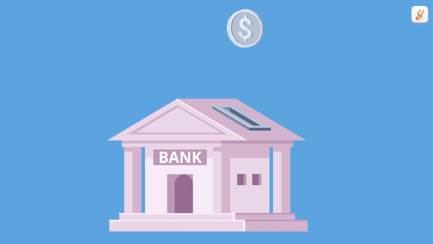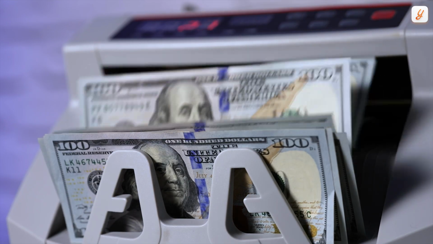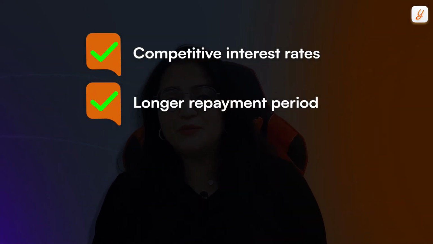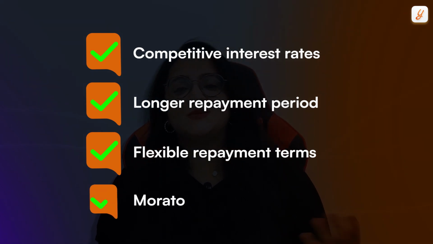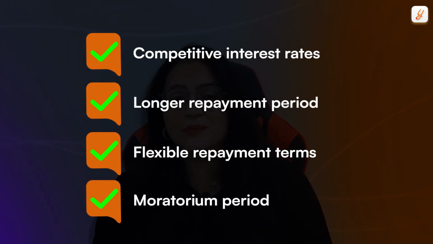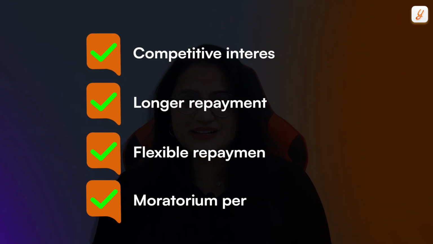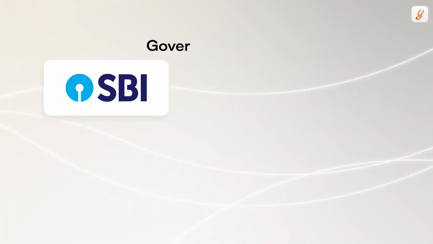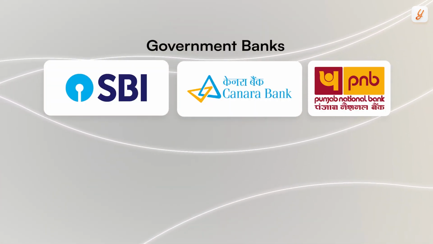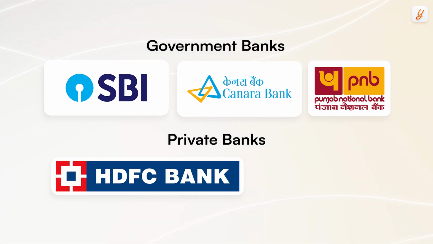Once you know what type of loan you're looking for, the next step is to finalize a few lenders. For this, you need to understand the different types of lenders that are available in the market. First one are banks. They are the most popular choice, as you may know, that students opt for in terms of education loans. They offer a host of benefits such as competitive interest rates, longer repayment periods, flexible repayment terms, as well as a moratorium period where students do not have to pay back the loan until after they've completed their studies. Obviously, these banks can be divided into two main sectors: government banks such as State Bank of India, Canara Bank, Punjab National Bank, etc., or private banks like HDFC Bank, Axis Bank, etc.